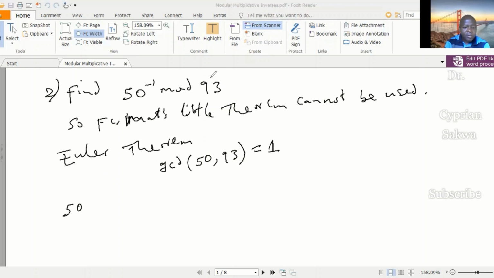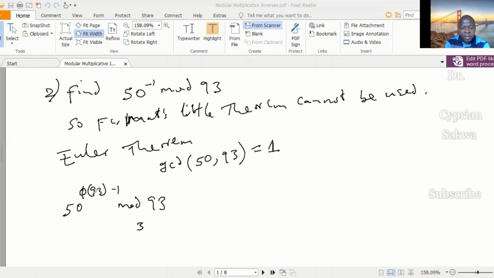50 raised to phi of 93 minus 1 mod 93. But what is phi of 93? This is where we began, and we said that since it's not prime, we ask ourselves what prime numbers divide 93. I can see 3 can divide 93.